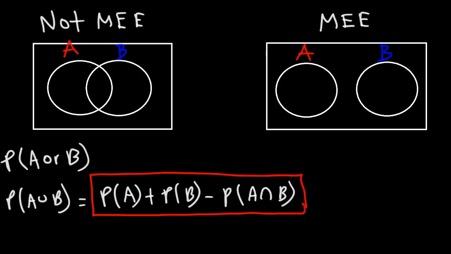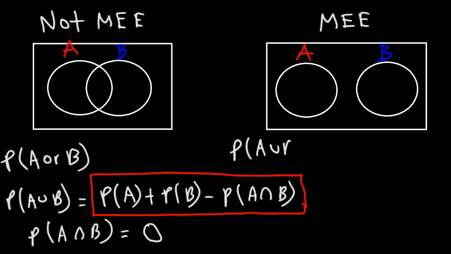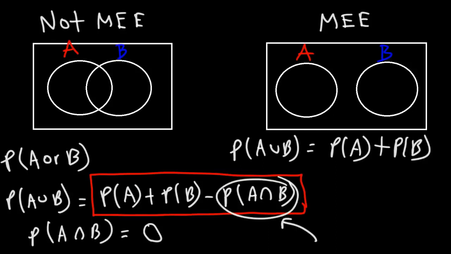Now, that doesn't mean it doesn't work for events that are mutually exclusive, because it does. Keep in mind, for mutually exclusive events, the intersection of A and B will be 0. So therefore, the probability of getting A or B for two mutually exclusive events is simply P(A) plus P(B). If you use this equation, the intersection term will be 0 and it will still work. It simply simplifies to the equation that we have on the right if you have two mutually exclusive events.